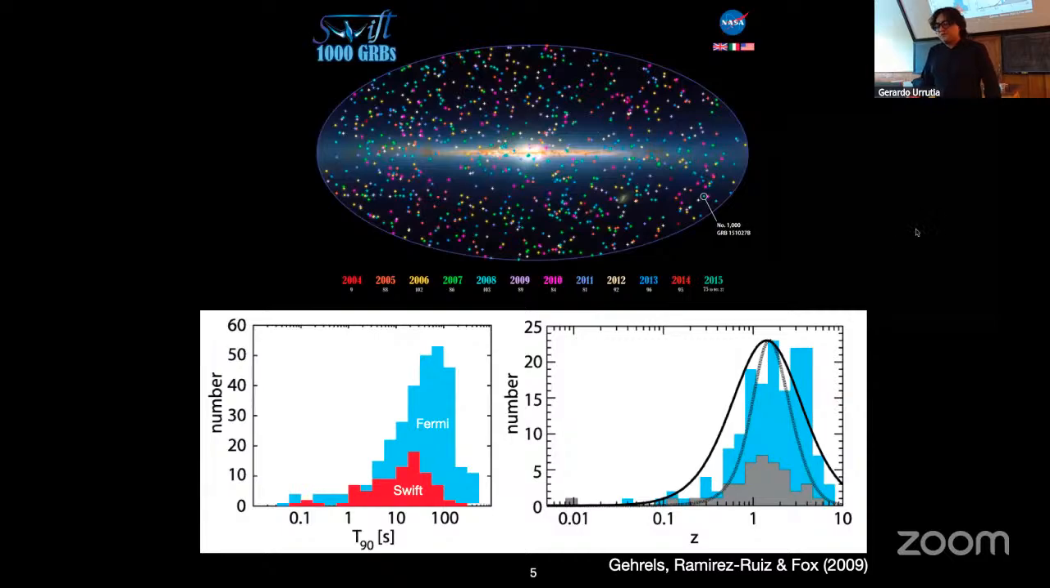Also, these explosions take place everywhere in the universe. They are isotropically distributed in the sky. And we have mainly 2 kinds of duration of these bursts. A few of them last less than 1 second, less than 2 seconds. But an important percentage of these events last 10 or even 100 seconds. And these explosions take place very far away, at cosmological distances.